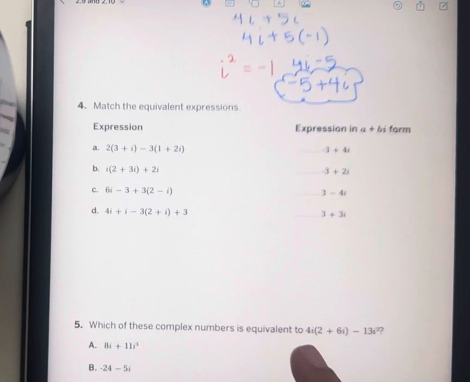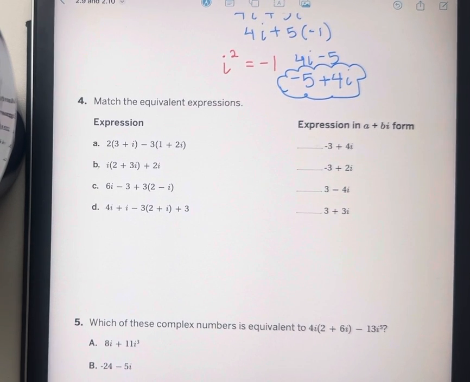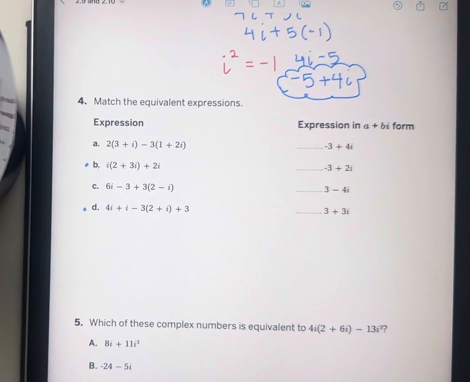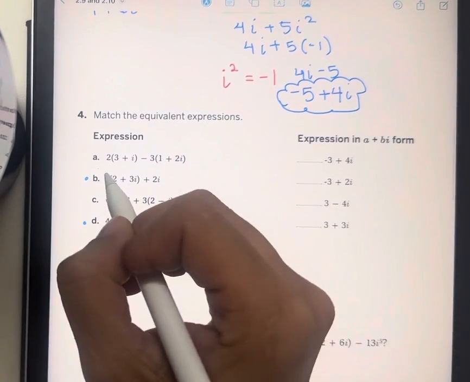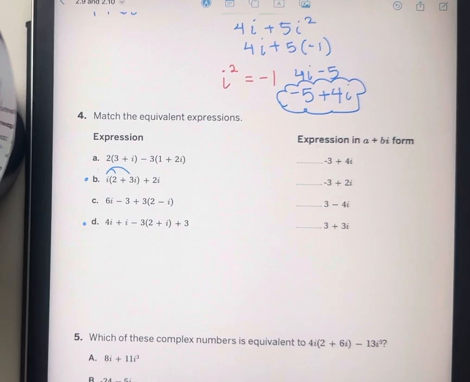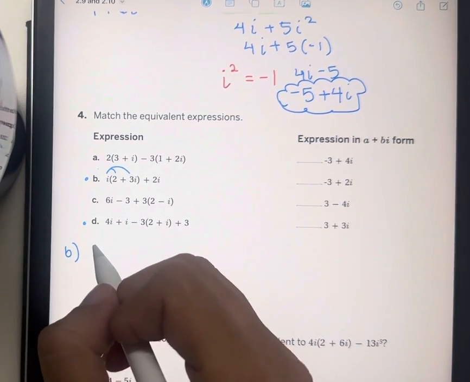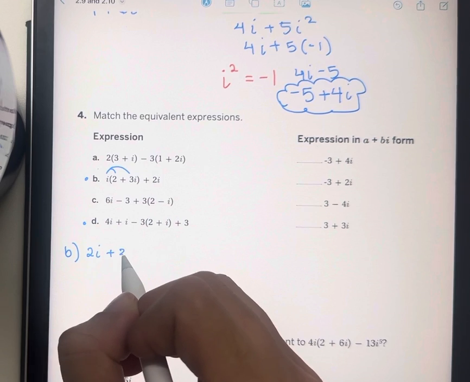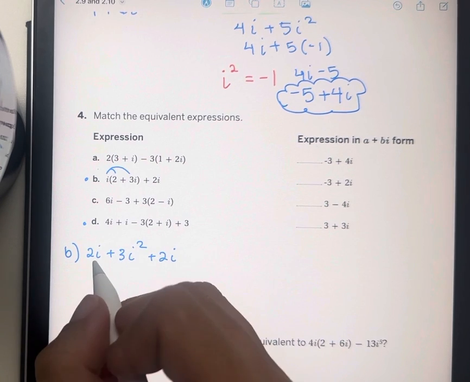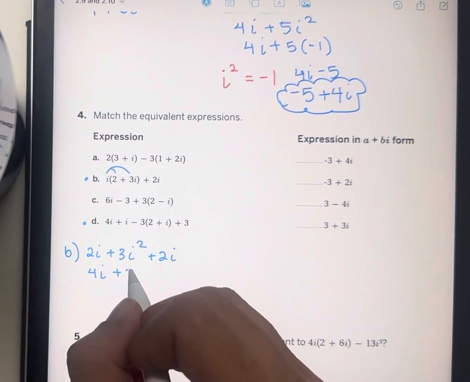Moving on, number 4 is also very similar. I'm just going to do a quick peek. I'll do B and D, but I'm not going to do all of them because I think you guys can do it. So in B, step 1, you've got to distribute the i. So I get 2i plus 3i squared plus another 2i. And then 2i plus 2i, that's 4i plus 3i squared.